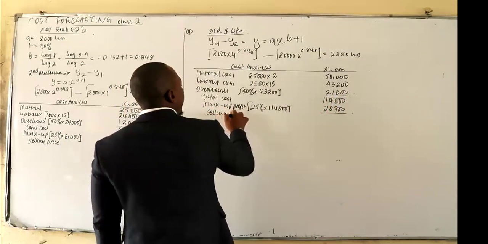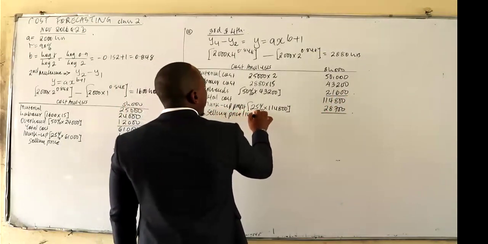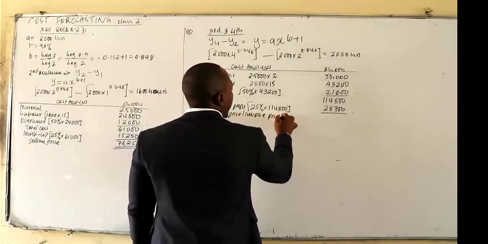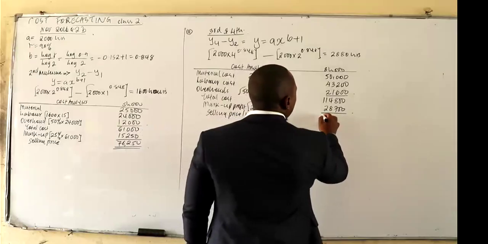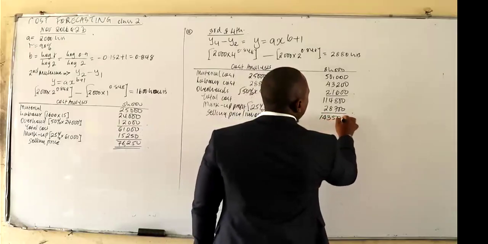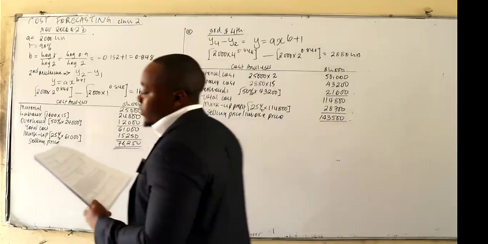That will be the selling price of the invoice price. It should be an amount of 140,500. But the question was, let's read the question again.